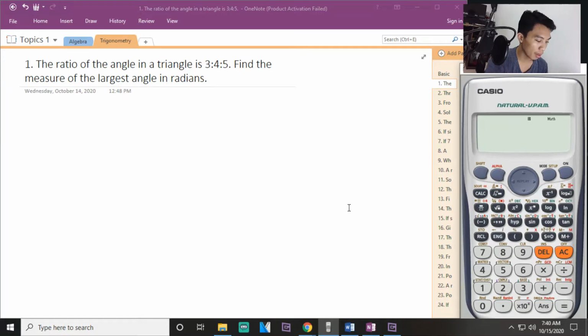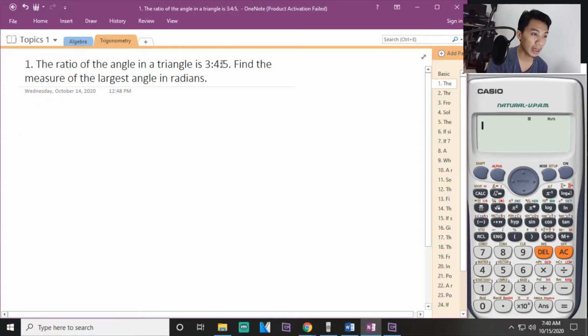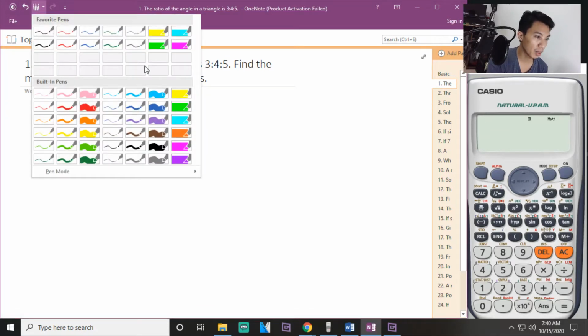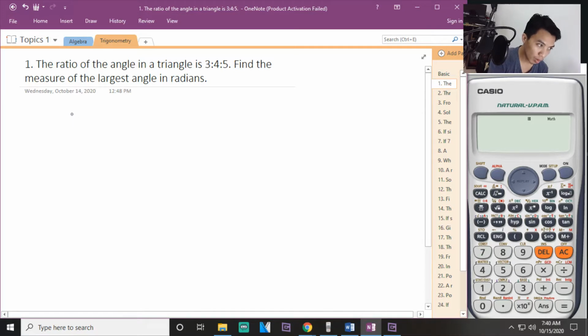Problem number 1, the ratio of the angle in a triangle is 3, 4, 5. Measure the largest angle in radians. Bibigyan ko kayo ng conversion factor. So, kapag angle ang pinag-uusapan, one entire revolution is equal to ilan? Ilang degrees yan? That is 360 degrees.